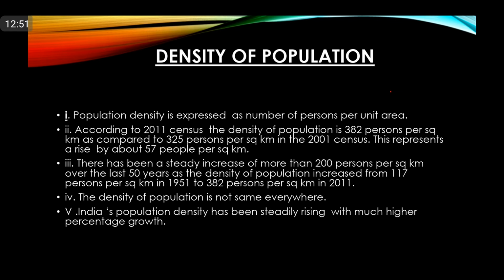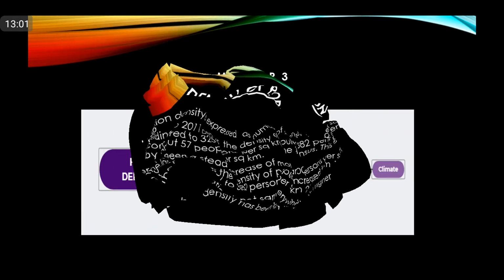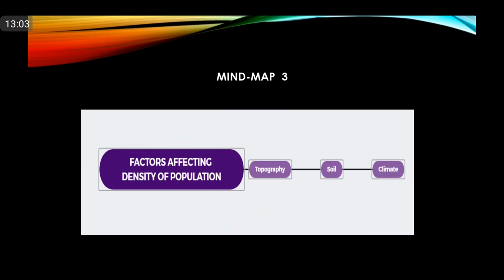The ideal density of population would lie between 50 to 100 persons per square kilometer. Now there are some factors which influence the density of population. Here, as you can see in mind map 3: topography or terrain, soil, and climate. Now, what about this terrain or topography?